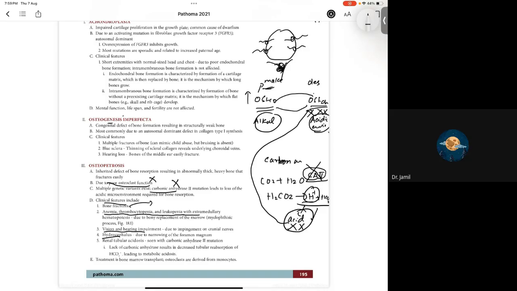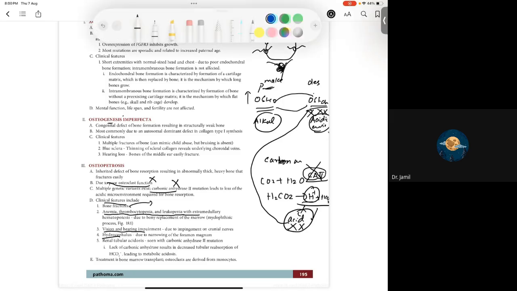Hello? Yes, sir. Sir, I have some confusion. Please, if you can clear it. In osteoporosis, in Pathoma, one line is written that multiple genetic variants exist. Carbonic anhydrase mutation leads to loss of the acidic microenvironment required for bone resorption. That means for bone resorption, we need an acidic environment.